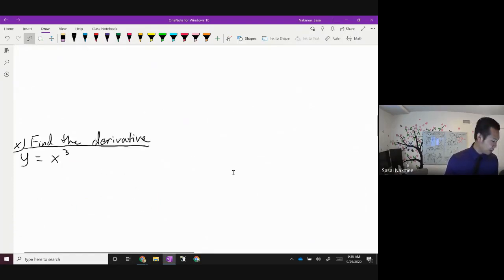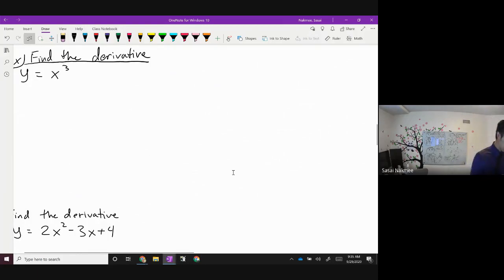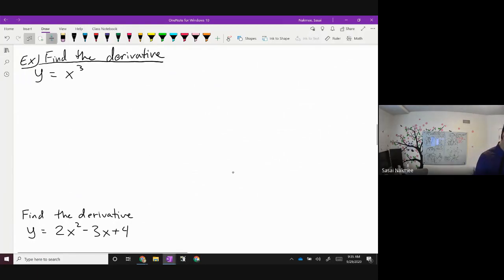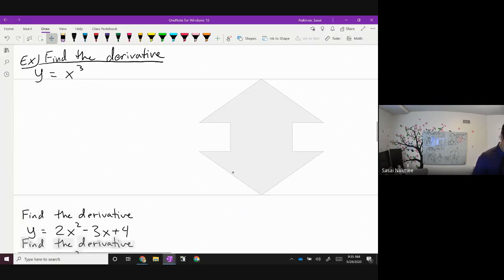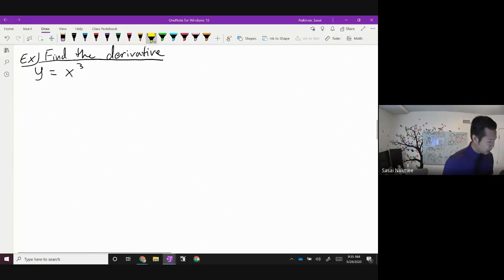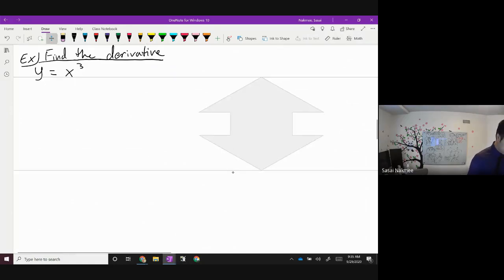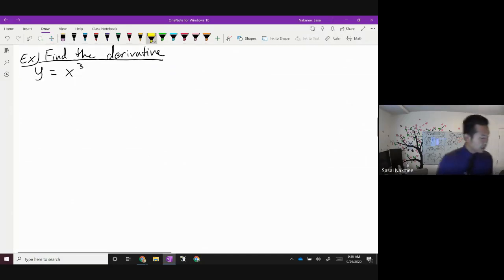Okay, so if you guys could, can you write this down right here? This is my first example that we're going to go over together. I'm going to scroll this down a little bit so I have more space to work with. There we go. So let's say I was given a function y is equal to x cubed, and I was asked to find the derivative of y is equal to x cubed.